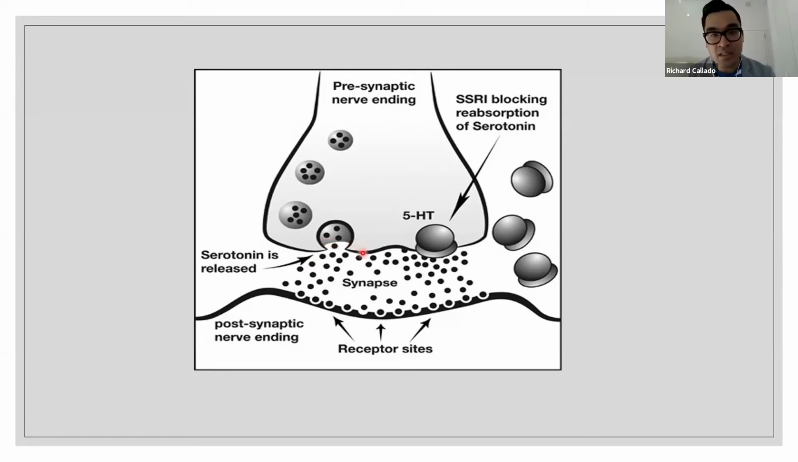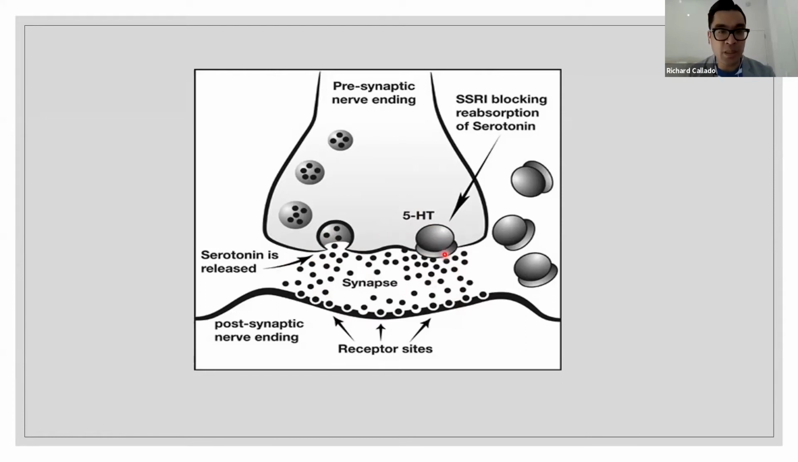See where it says 5-HT? 5-HT is another simpler way of saying serotonin. So it sucks it up, almost like a Dyson vacuum, right? Sucks it up, puts it into the vesicles until it needs to be used again. So in essence, one way for us to increase the serotonin there is shutting down that vacuum, which is 5-HT. When you shut down that vacuum with that reuptake pump, more serotonin stays in that synapse. Therefore, that's where the clinical effect happens, right?